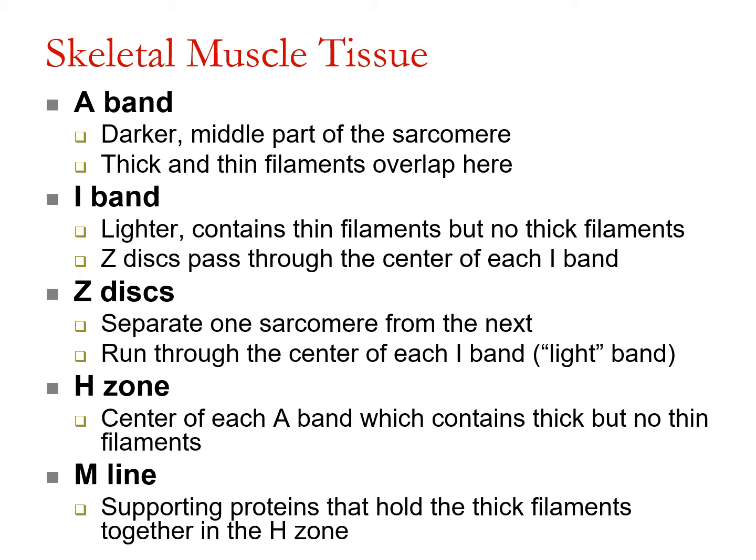The I bands are the lighter bands, and these contain thin filaments but no thick filaments. I bands are formed by the ends of adjacent sarcomeres and therefore are intersected by Z discs. The Z discs are the bands of proteins that separate one sarcomere from the next and also anchor the thin filaments of the I bands.